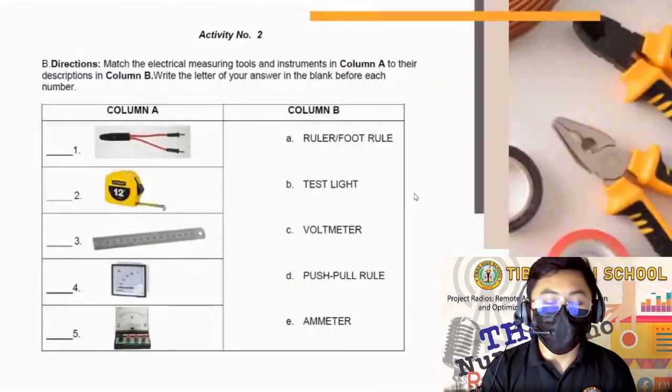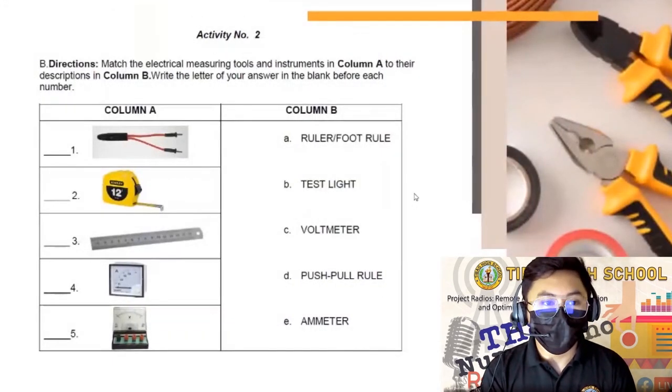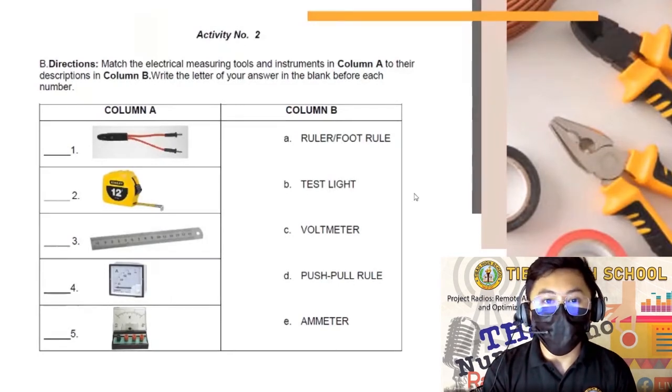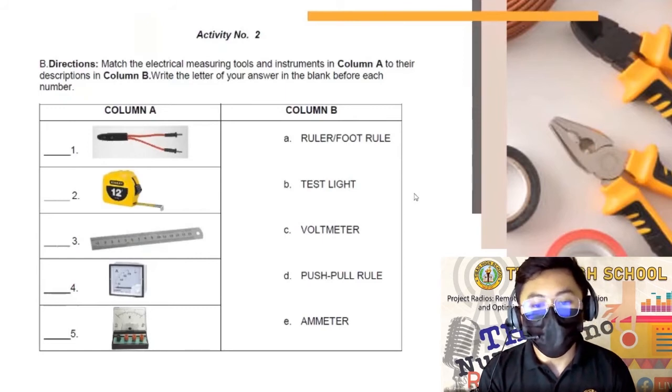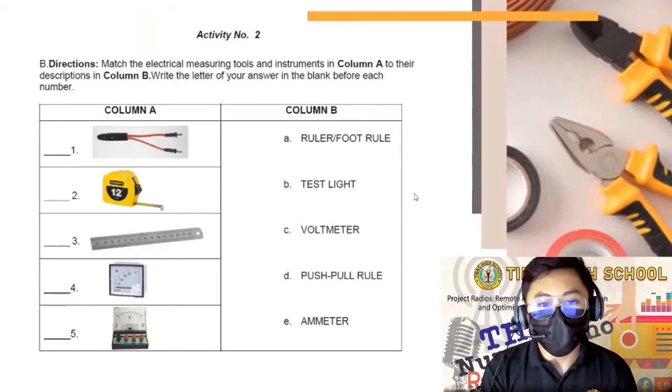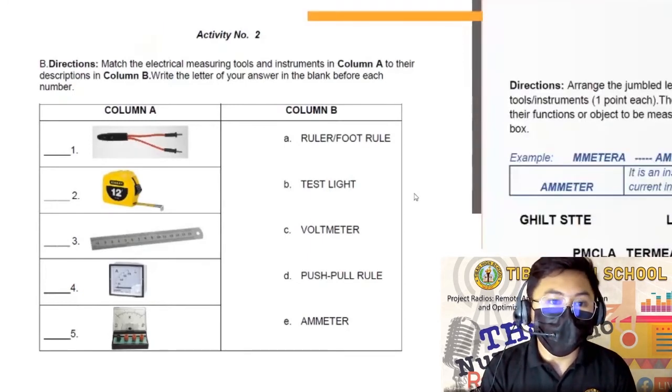Dumako naman tayo sa activity number 2. Ayan, ito naman yung direction. Match the electrical measuring tools and instruments in column A to their descriptions in column B. Write the letter of your answer in the blank before each number. So yan, matching type lang yan. Hanapin mo lang yung pangalan ng mga pictures sa column A doon sa column B and write mo yung letter doon sa space provided sa column A. Proceed tayo sa next activity.